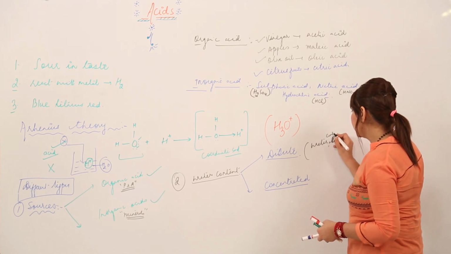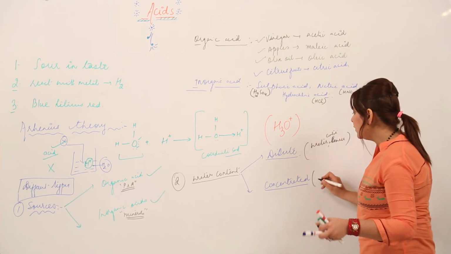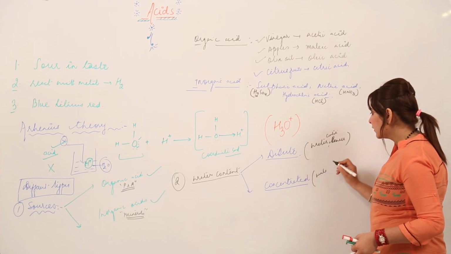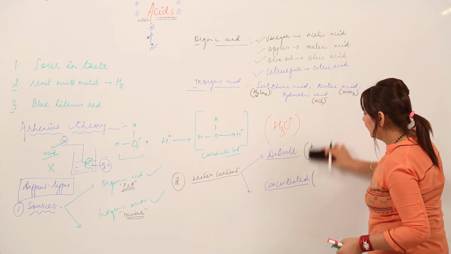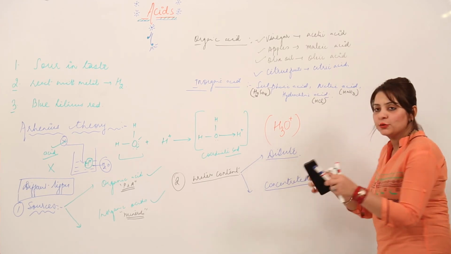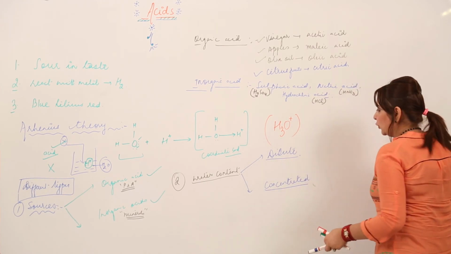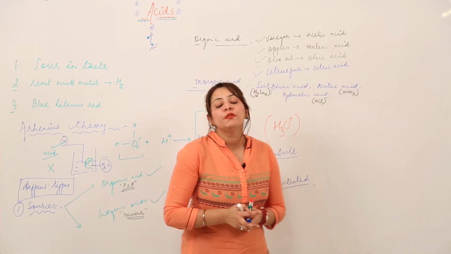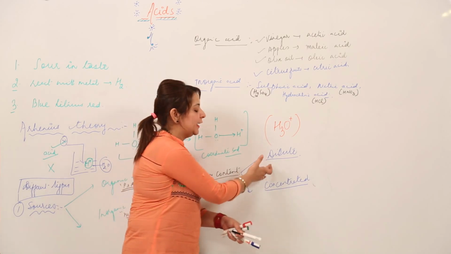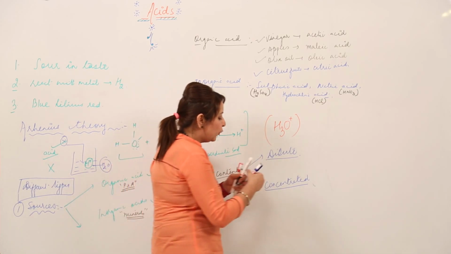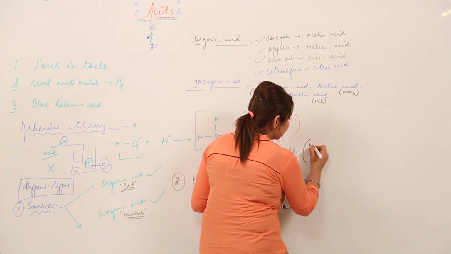Water content lower. And concentrated is that which has, again I will be repeating, I am just confused with two things, that is the water and the solution. Again I will repeat that for you. On the basis of water content we have two kinds of solutions, one is dilute and the other is concentrated.